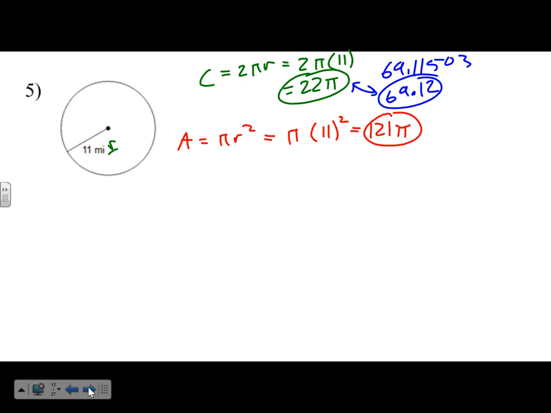But 121 times pi is, as a decimal, 380.1327111. And so this one is 380.13.